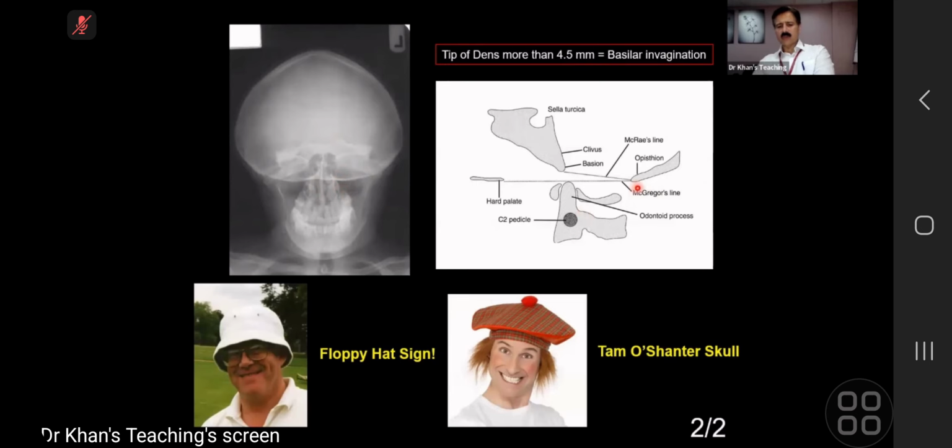This is the concept: if this is the McGregor line from the hard palate, the upper border of the dens should not be more than 5 millimeter. If more than 4.5 millimeter, it is basilar invagination. This is the definition.